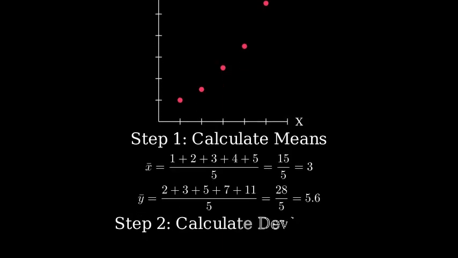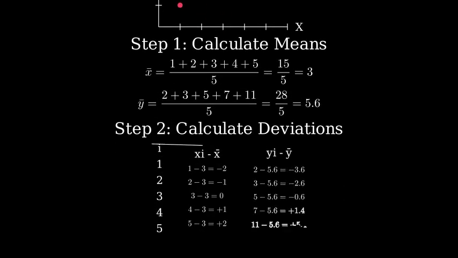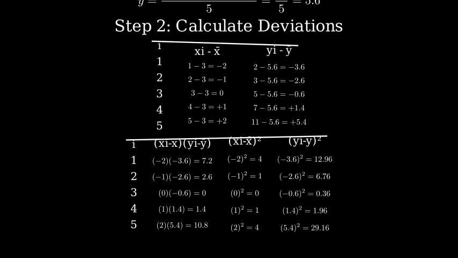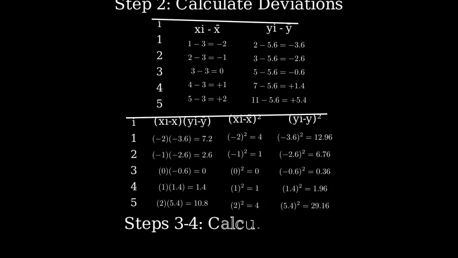Step 2. Now we need to calculate the deviations from the means. For each value, we subtract the mean to find how far it is from the average. For the x values, we subtract 3 from each value. For the y values, we subtract 5.6 from each value. We also calculate the product of these deviations and square each deviation, as these will be needed for our correlation formula. Steps 3 and 4.